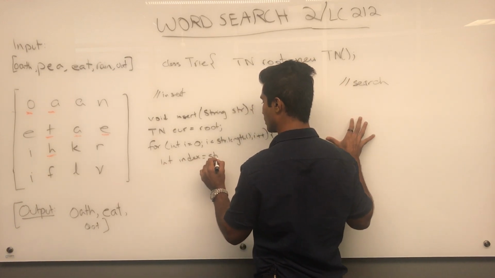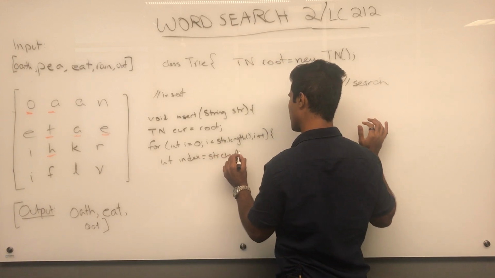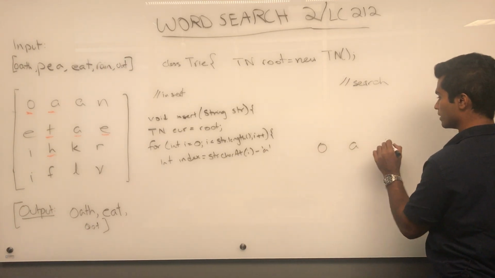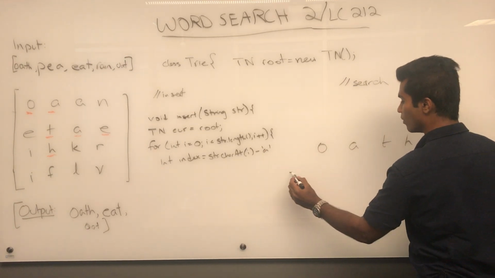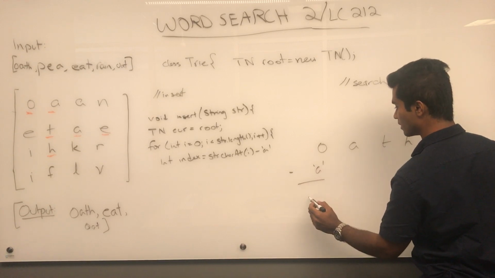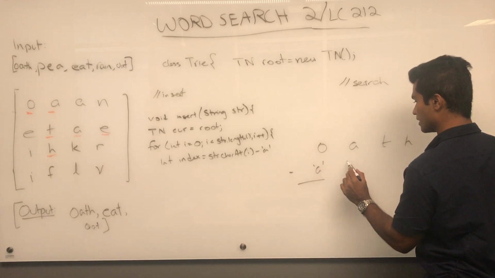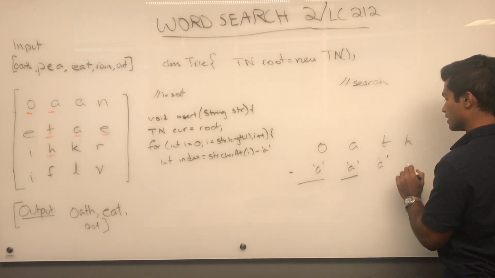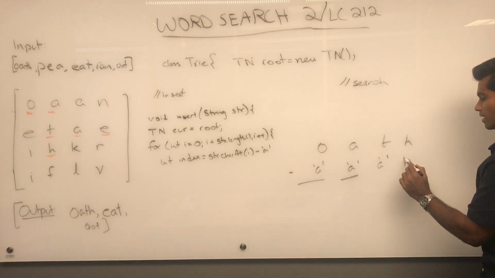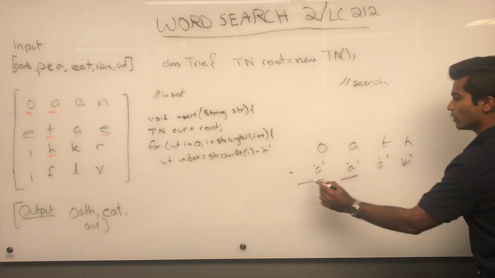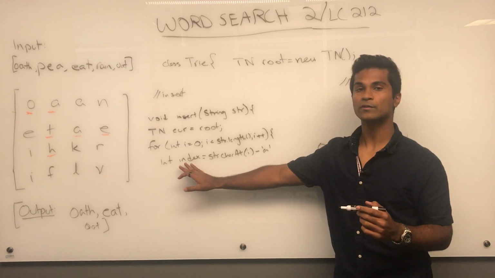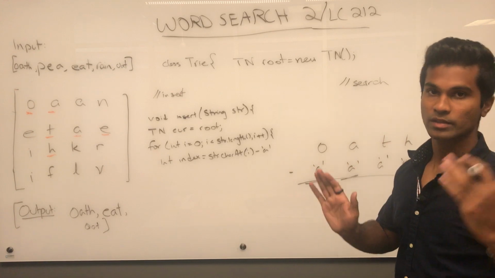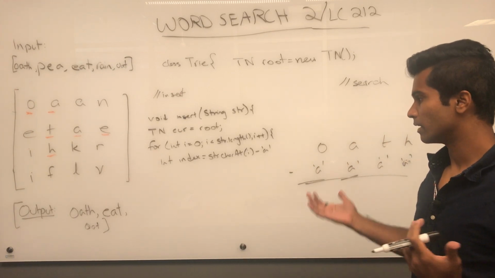Index is equal to str.charAt(i) minus the ASCII value of A. So for example, like OATH, right? O minus A is going to be some number, and T minus A, and then H minus A. So what we want from this index here is the offset of the ASCII value, so we know where in the array we need to initialize the new trie node.